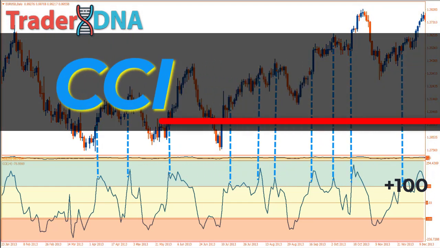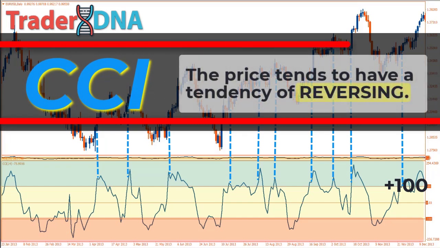In this case, traders should be wary of entering a long position as price tends to have a tendency of reversing.